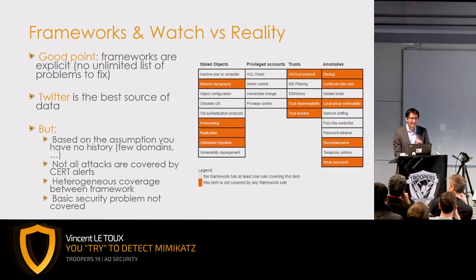But wait, because I was working on the CISO side, I was asking myself, oh, mimikatz, we see it, and we have done this job. Why? So, good points. The frameworks are explicit. I mean, usually when you get a red team, you get a list of problems to fix, and it's like infinite. So at least you can show the progress to the management. Okay, I've done 5%, 10%, etc., etc.